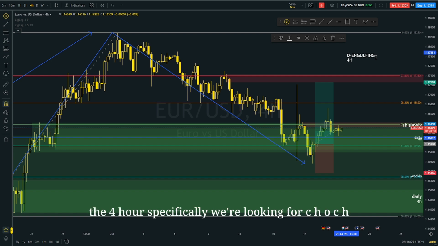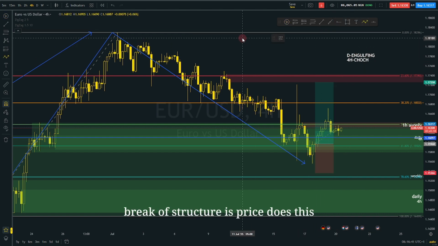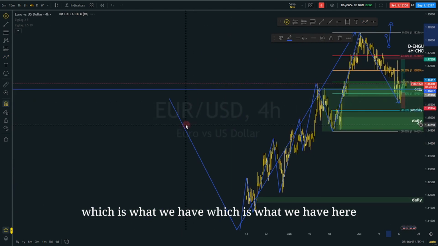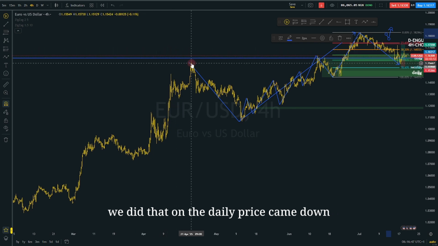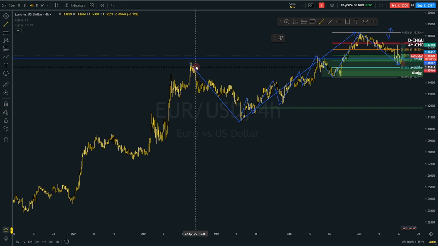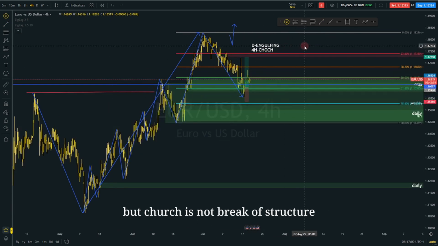So on the daily, we're looking for engulfing bars, while on any lower time frame, not just any lower time frame, the 4 hour specifically, we're looking for the CHOCH, which is also known as change of character. It's not break of structure. Break of structure is not change of character. Break of structure is price does this, which is what we have here. As you can see, we did that on the daily. Price came down, went above, broke above this significant high spot right here. So price broke above this high. That is break of structure.